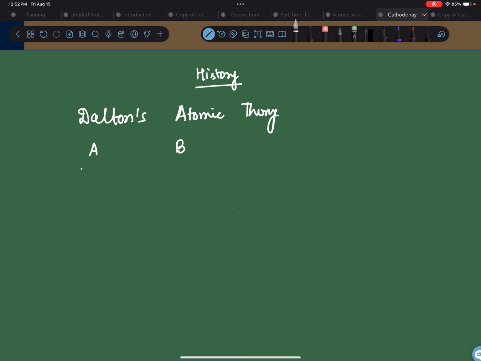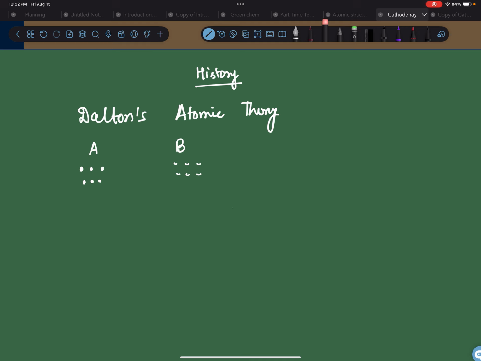So if atoms of A are like this, all atoms of A would have the same physical and chemical properties, and so is true for the atoms of B. If atoms of B are like this, they would have the same physical and chemical properties, but these would be different from the physical and chemical properties of A. Another thing he proposed is that the atoms of A and B, or for that matter any elements, combine in a certain fixed proportion to form compounds, right?